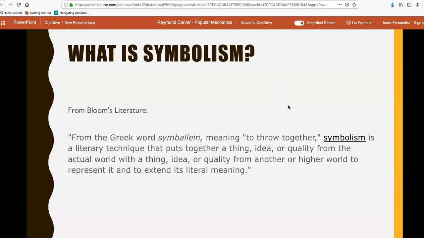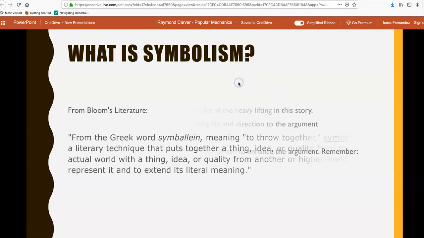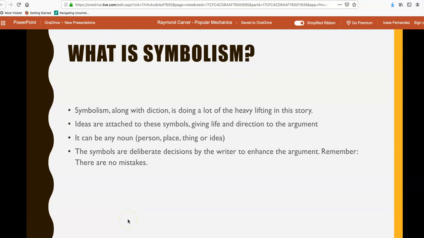There's lots of symbolism in here. Tons and tons of symbolism. And here's a reminder of what that is. It's a literary technique or literary device that puts a thing, idea, or quality from the actual world to a thing, idea, or quality from another or higher world to represent it in its literal meaning. And so we've done lots of symbolism stuff before in class.